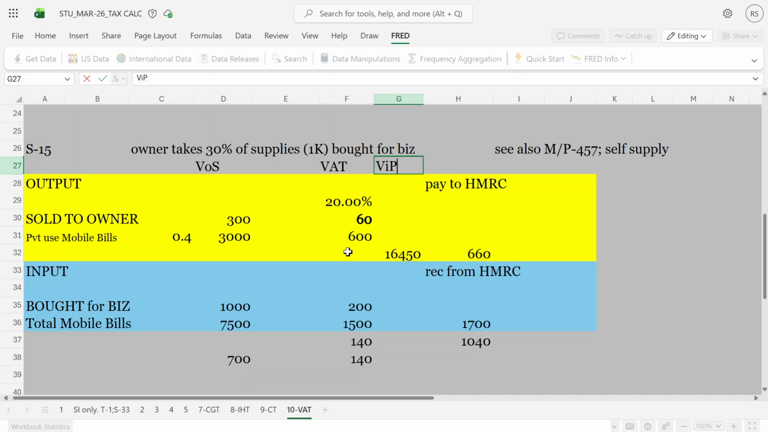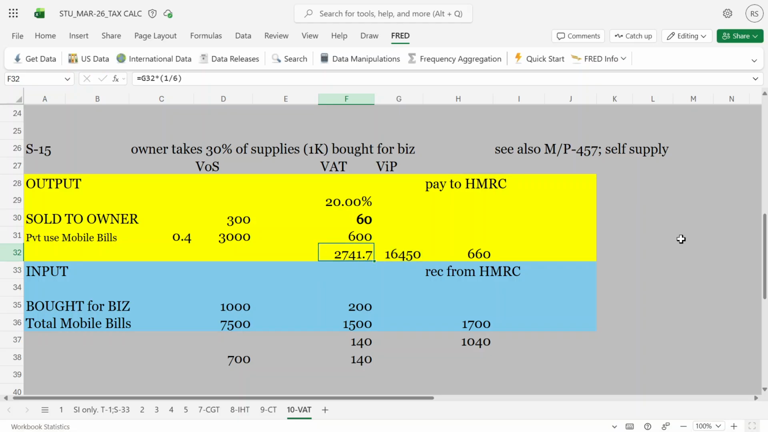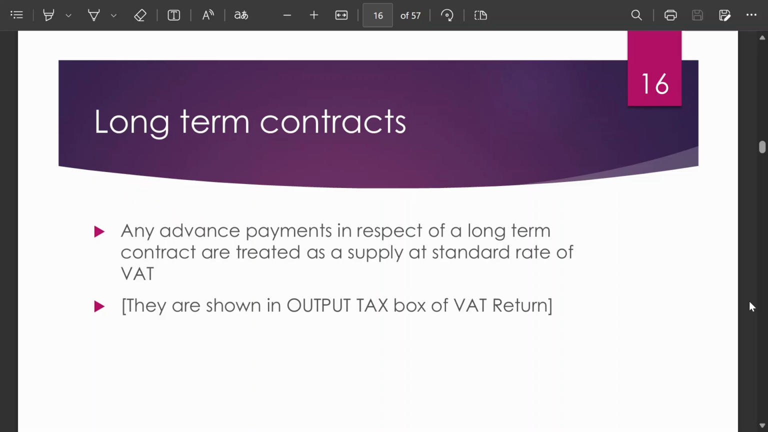So VIP here means VAT inclusive price. The VAT inclusive price is this. So the VAT amount will be this times 1/6. It's standard rated. Advance payment is treated as standard rated supply. So that's your VAT amount. It's 1/6 times the VAT inclusive price. That's your VAT amount. Okay, you can just round that off. So that's your long-term contract.